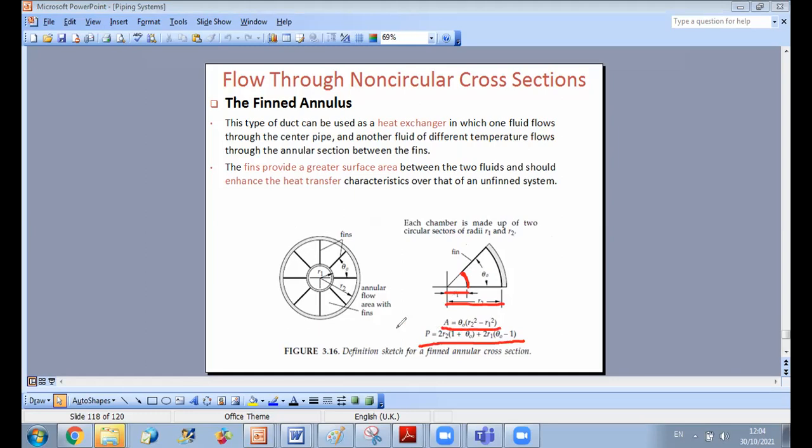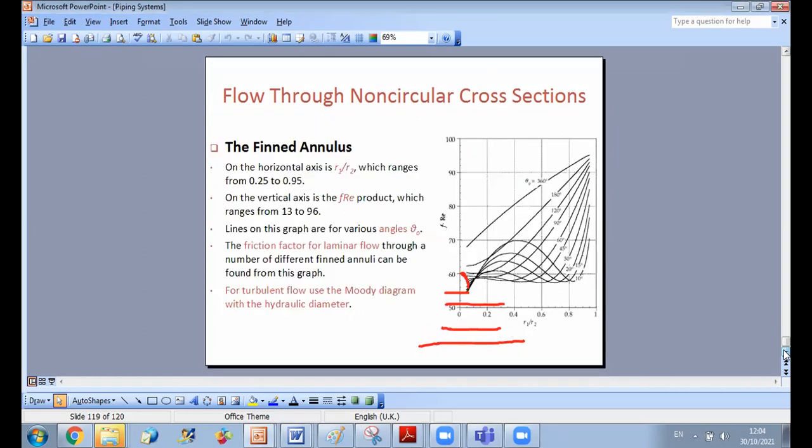So as you can see, all of these formulas will be provided for you, so you can calculate the value of the hydraulic diameter. And for the case of finned annulus, you have a chart that gives you, depending on R1 over R2 and the angle of each sector, a certain value for F times Reynolds. Okay, again this is laminar flow.